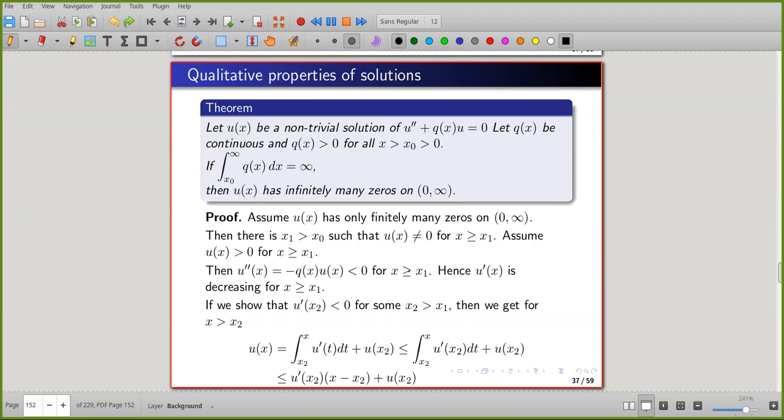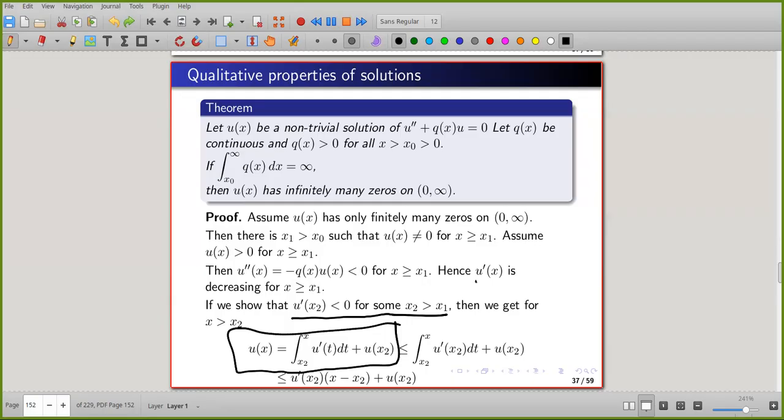If we show that u dash x2 is strictly less than 0 for some x2 greater than x1, so let's assume we have shown this. Okay, for some x2 strictly greater than x1, we have proved that u dash x2 is strictly less than 0. Then we get for x greater than x2, u of x, I can write it as the integral from x2 to x of u dash t dt plus u of x2. So this is just the fundamental theorem of calculus, right?